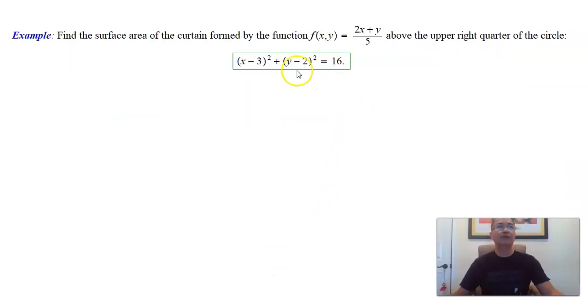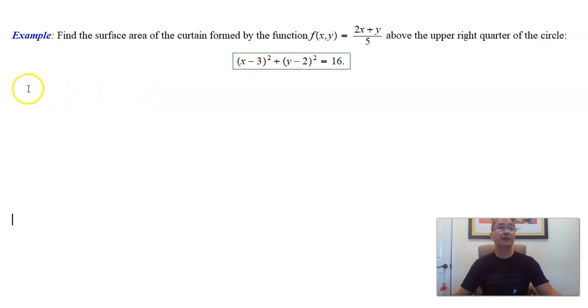All right, so we want to find the surface area of the curtain formed by this function. We'll keep it simple, 2x plus y over 5, above the upper right quarter of this circle: x minus 3 squared plus y minus 2 squared is 16. The center is at 3, 2, and the radius is 4.